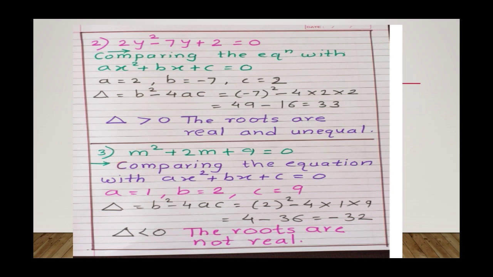Now the next example, m square plus 2m plus 9 is equal to 0. Comparing the equation with ax square plus bx plus c is equal to 0, we get a is equal to 1, b is equal to 2, c is equal to 9. We have to find the value of delta, that is b square minus 4ac. Substituting these values, we get 2 square minus 4 into 1 into 9, that is 4 minus 36, that is equal to minus 32. As minus 32 is negative, delta is less than 0, therefore the roots are not real.